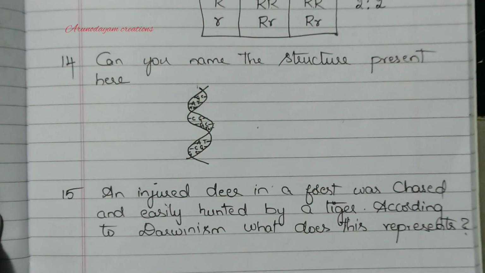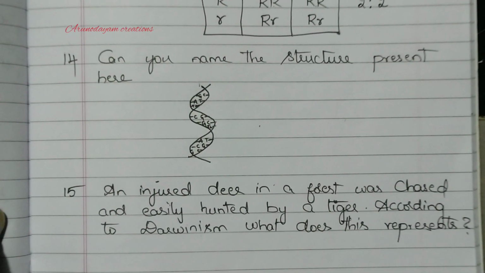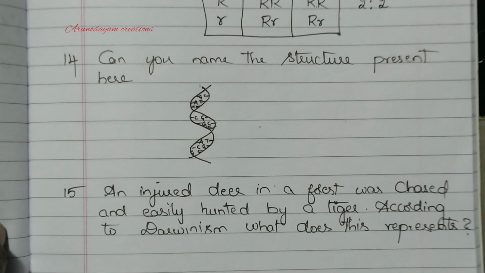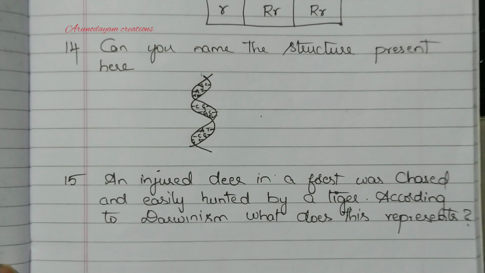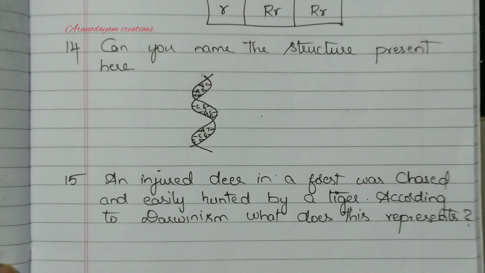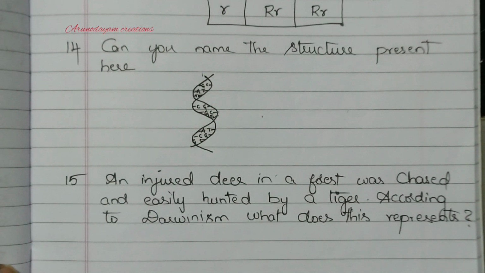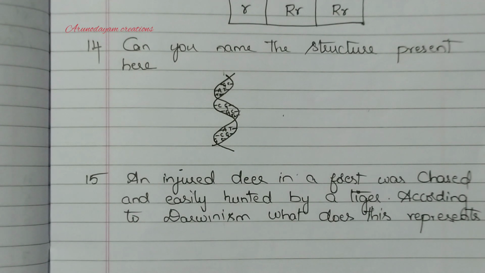15th question. An injured deer in a forest was chased and easily hunted by a tiger. According to Darwinism, what does this represent? This represents a struggle for existence or survival of the fittest. The stronger ones will survive and the weaker ones will get eliminated from the environment. So here the Darwinism which is represented is a struggle for existence and survival of the fittest. That is about our practice paper 8.